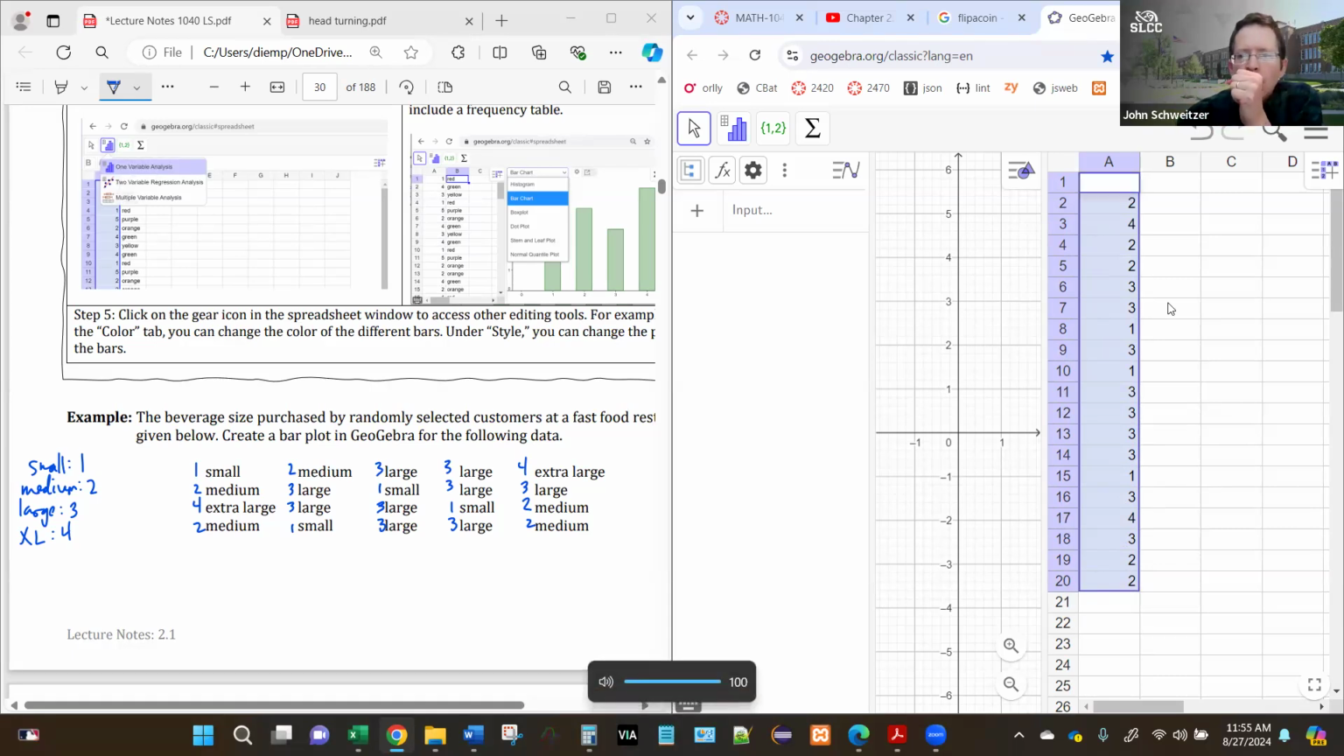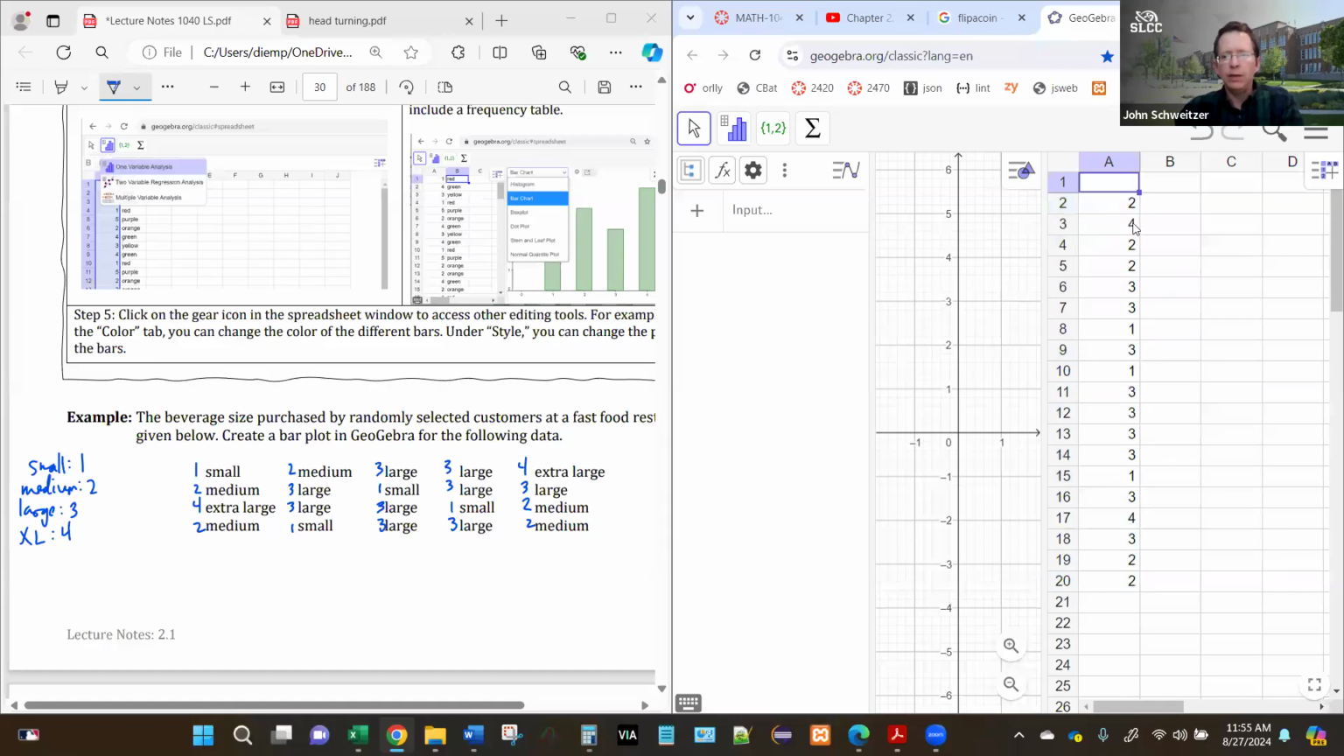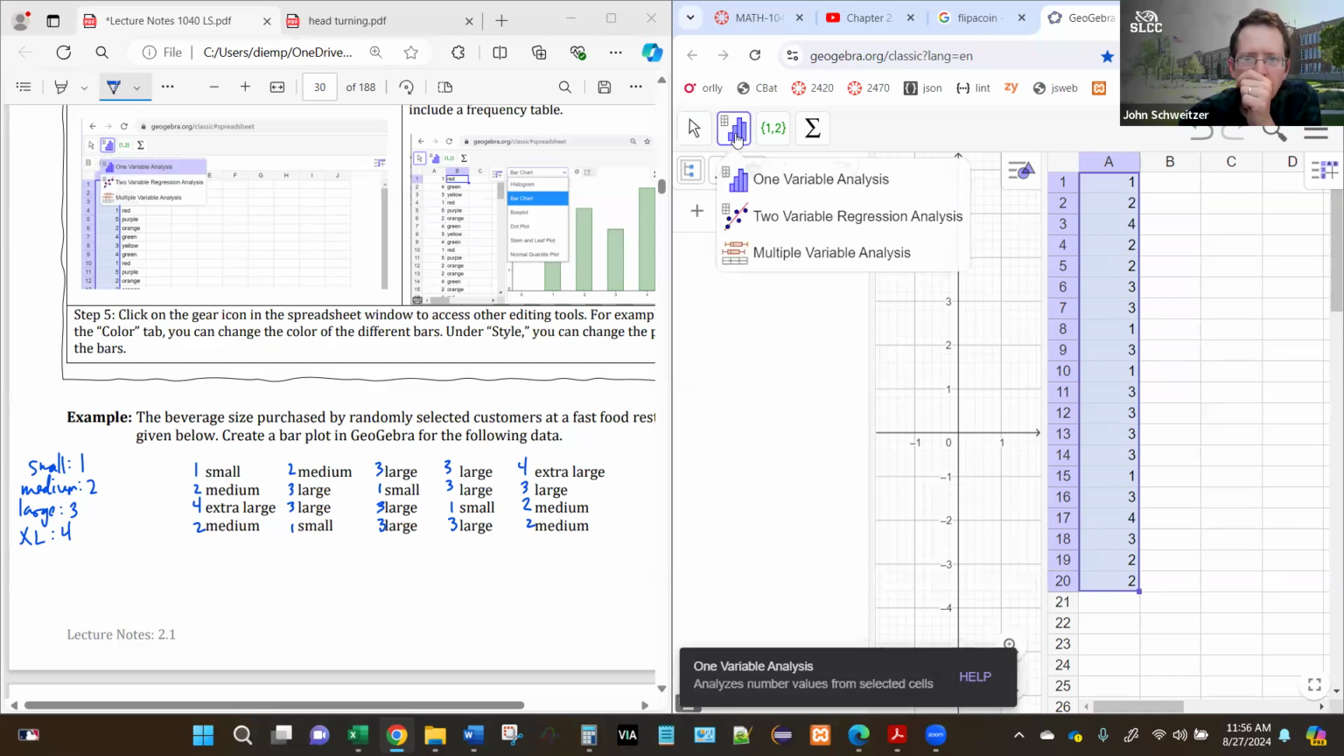Okay. Oh, oops, I messed that up. Darn it. Okay, what was that? That was a 1. All right, let me do that again. Okay, so again, we click on 1, we hold the button down, we go all the way to the bottom, then we let off, and now it's highlighted. Then from there, I'm going to come over here to this bar chart looking symbol. I'm going to hit this, and I'm going to go to one variable analysis.